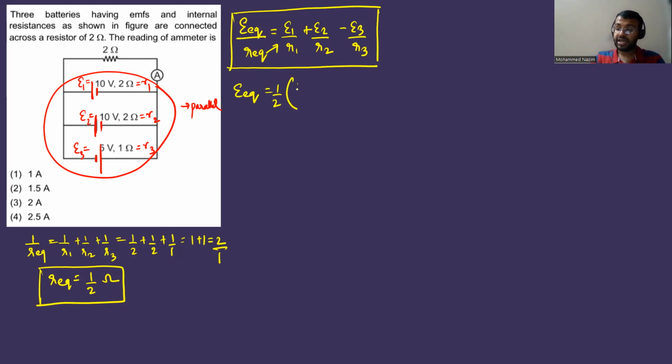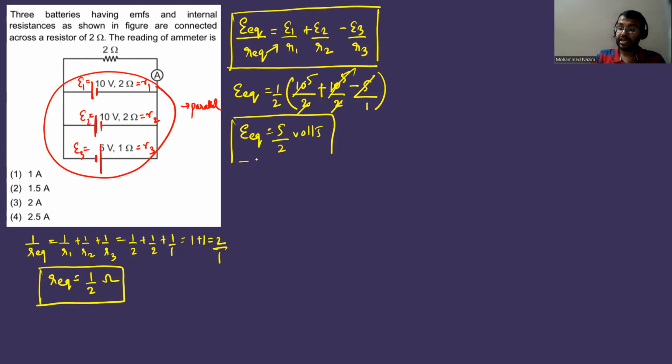How much is E1? 10 divided by R1, which is 2. E2 is 10, R2 is again 2. E3 is 5 divided by R3, which is 1. Two ones are 2, two 5s are 10, so plus 5 minus 5 will cancel. Therefore, E equivalent is how much? 5 by 2 volts, which is 2.5 volts.